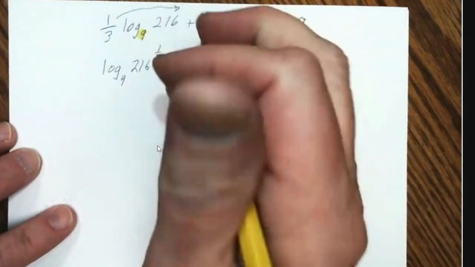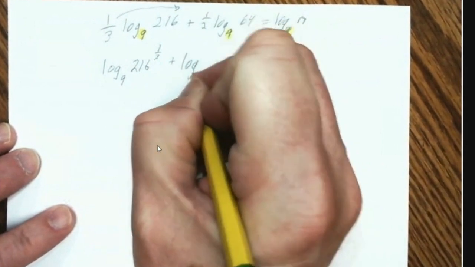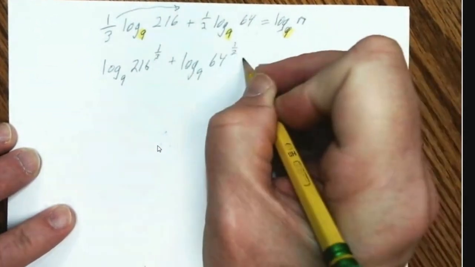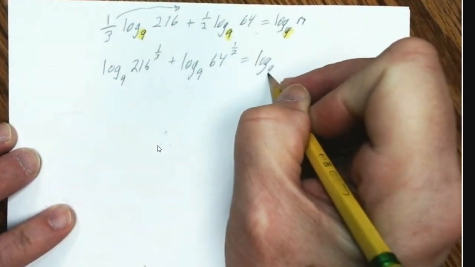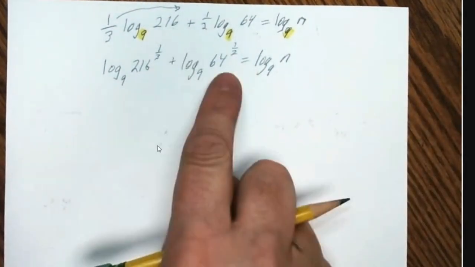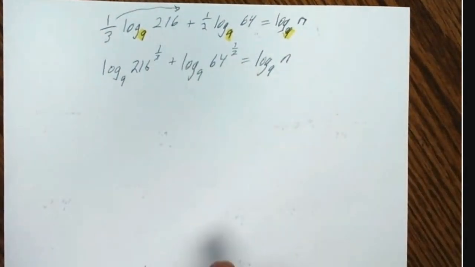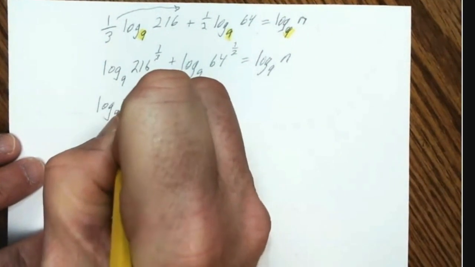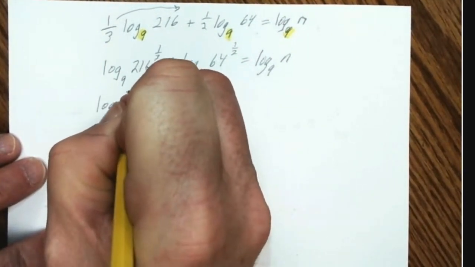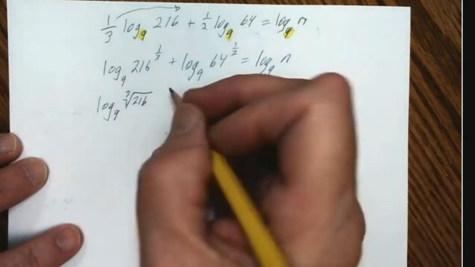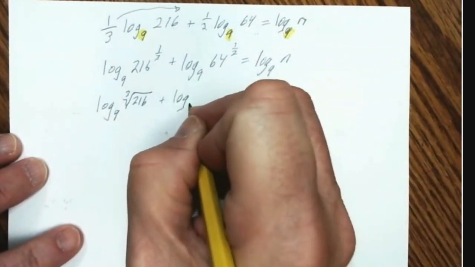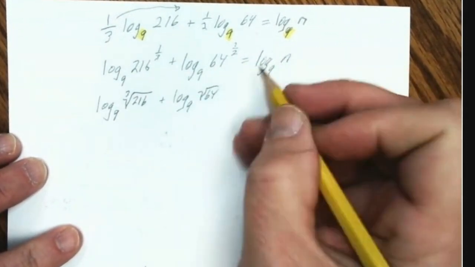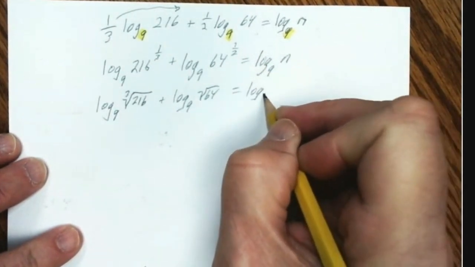Same thing here. Log base 9 of 64 to the 1/2 power, plus log base 9 of n. So there's a reason they just did that review on rational exponents and radicals. Because we know this is log base 9 of the 3rd root of 216, plus log base 9 of the square root of 64, since that's a 1/2, that's the square root, equals log 9 of n.